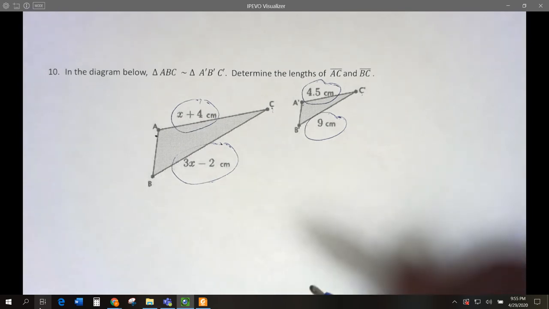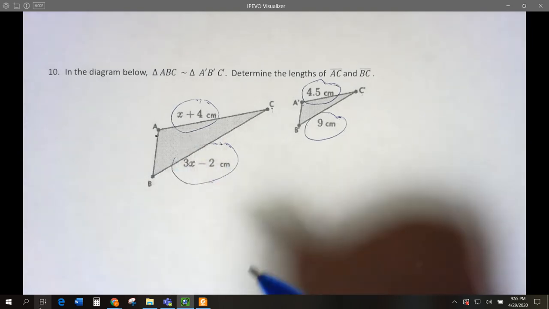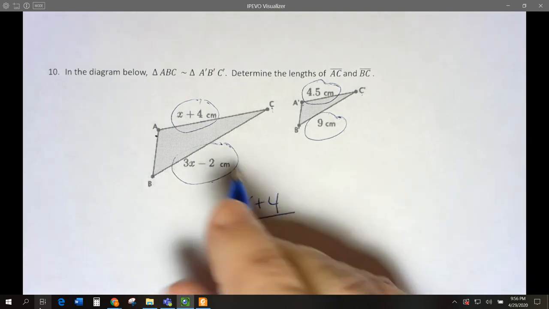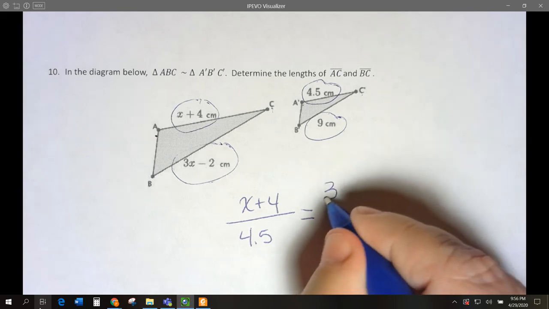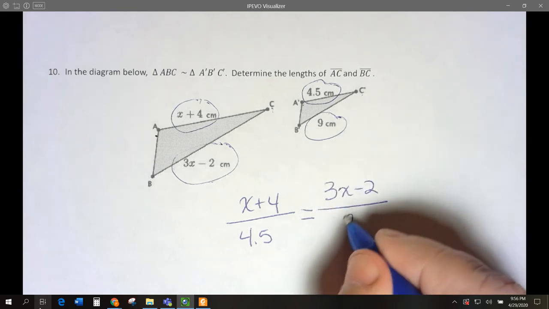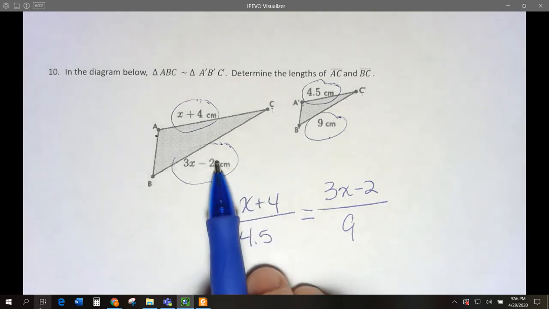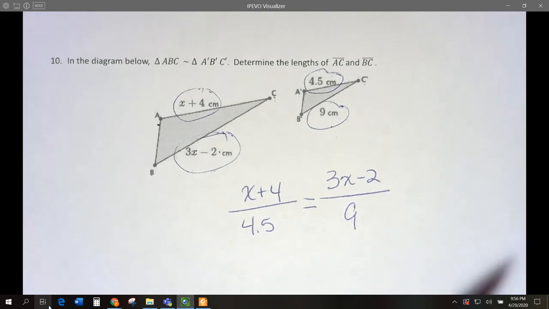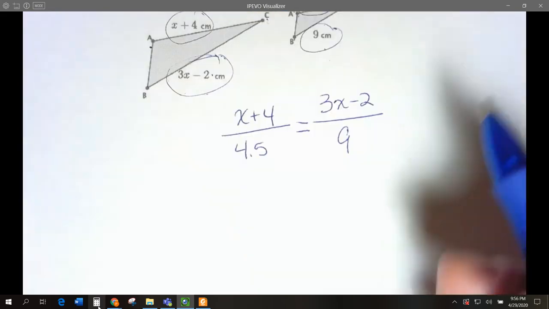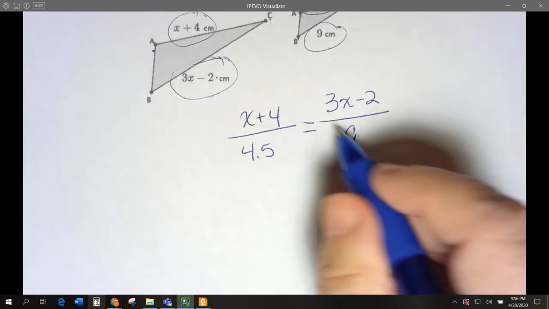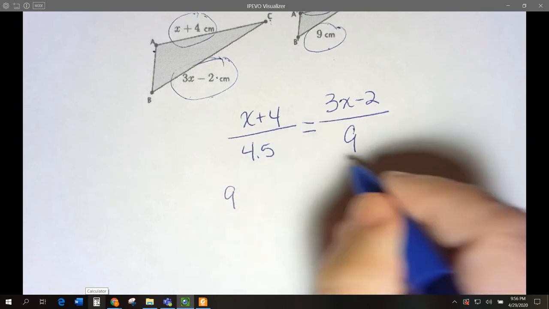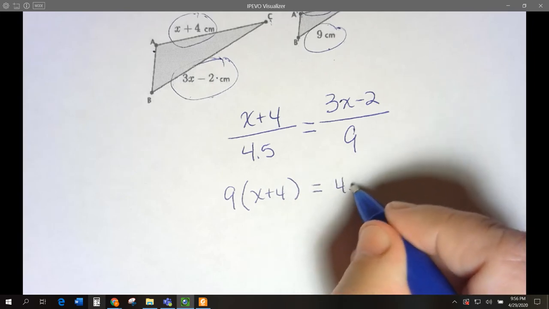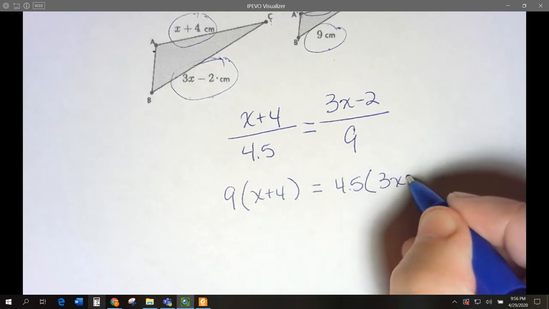So I could say that x plus 4 is equivalent to 4.5, right? And 3x minus 2 is equivalent to 9. Not equivalent, proportional. So these are proportional and these are proportional. So now that I wrote this, I can do what we've been doing, use our cross multiplication. So I'm going to have 9 times x plus 4 equals 4.5 times 3x minus 2.